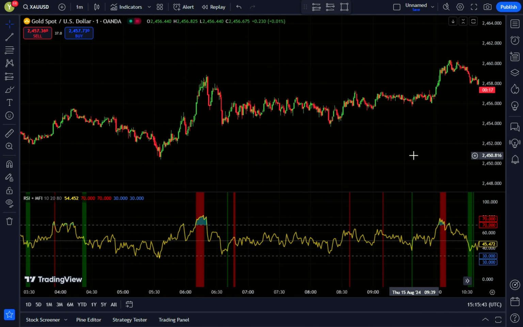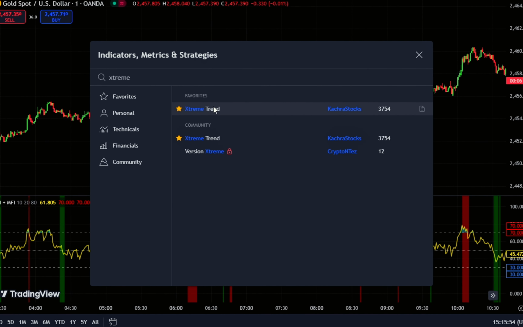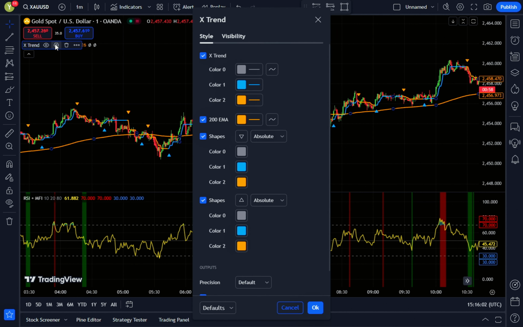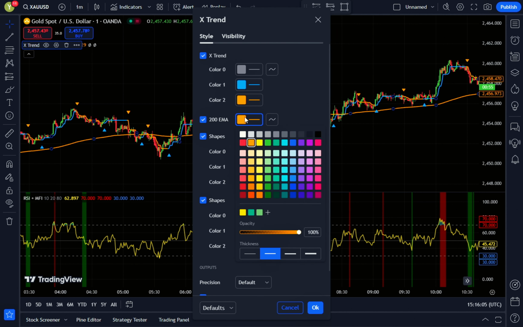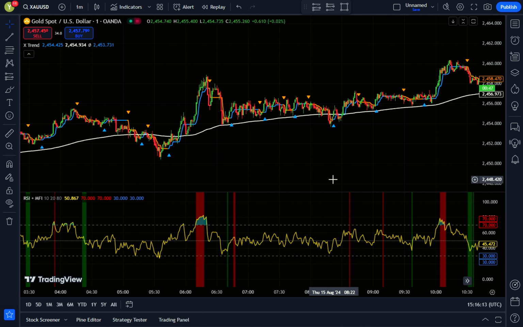Now, let's enhance this strategy by adding a second indicator, the Extreme Trend, which will act as our trend filter and guide for placing orders. Go back to the Indicator Search tab, type Extreme Trend, and select Extreme Trend by Cockrow Stocks. For the setup, in the Style tab, change the EMA 200 color to white. The EMA 200 is crucial, as it will help us determine the overall trend direction. Once done, click OK to save the changes.